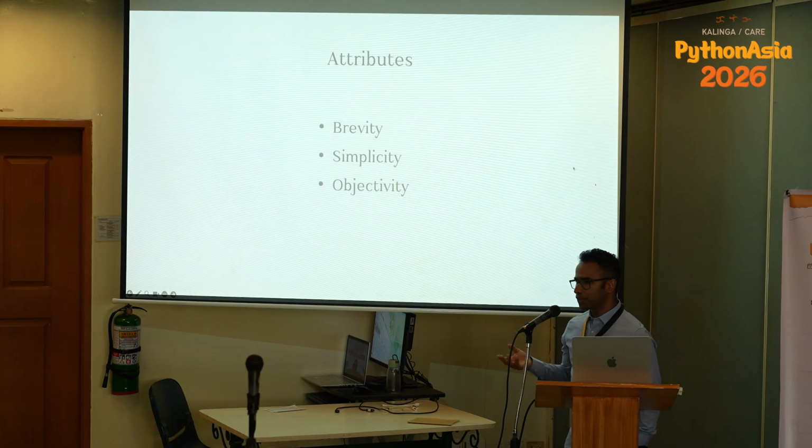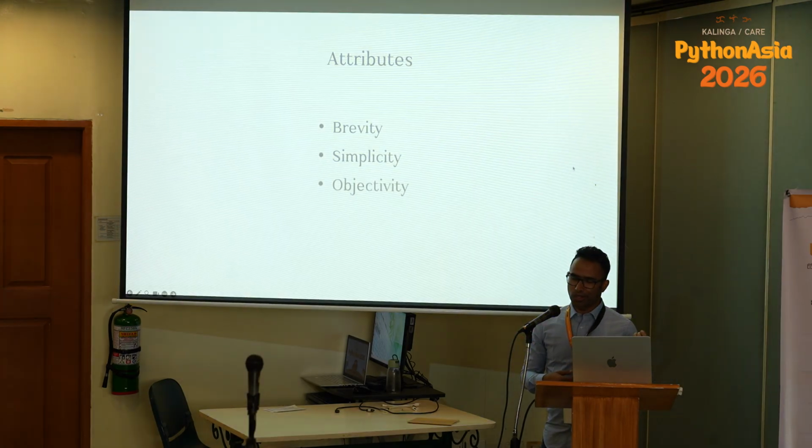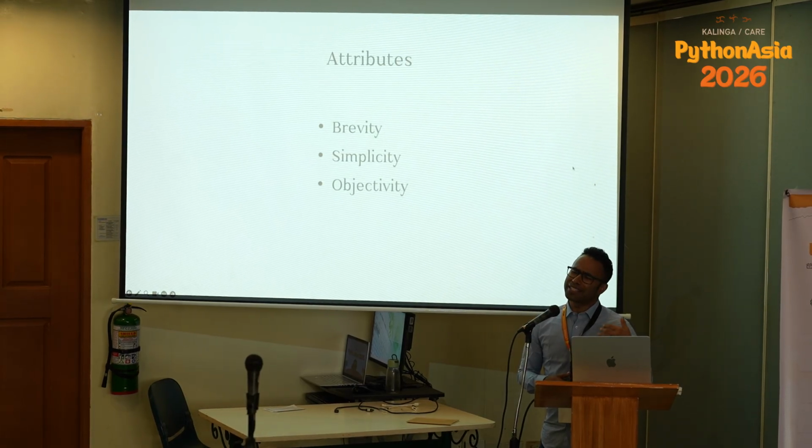In addition to these attributes, haiku is also typically known for its brevity, and haiku is also known for the use of simple imagery. And third, haiku is known for objectivity, which means it would be a good practice to portray things as they are and not inject the poet's bias on them.